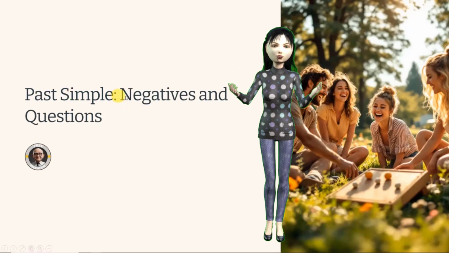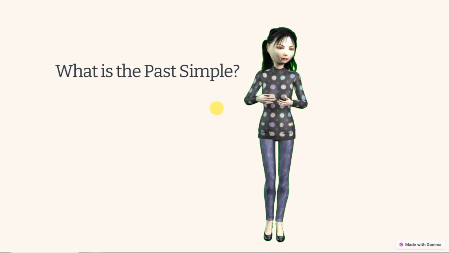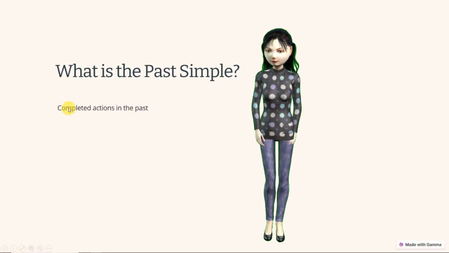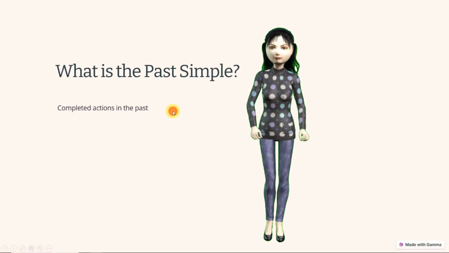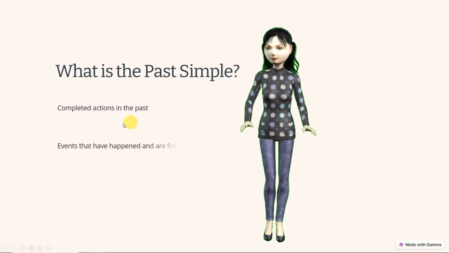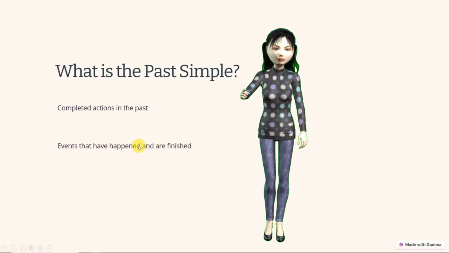Let's have a look at past simple negatives and questions. Great. So let's have a look at what the past simple is. The past simple is completed actions in the past. Actions that have been done in the past, right? And of course, events that happened and are finished. They are done, over and done with. Okay, so that is the past simple.